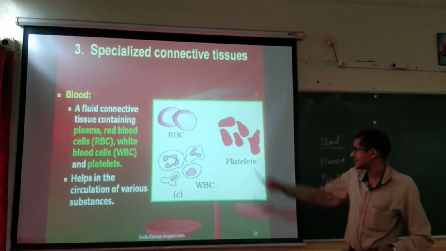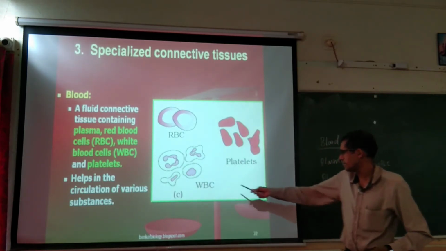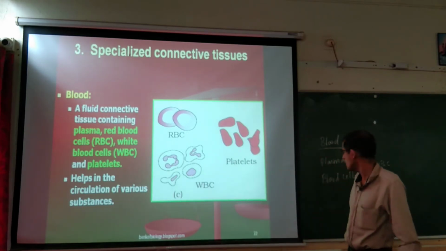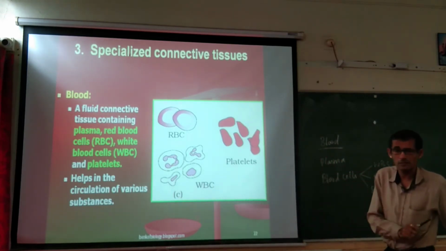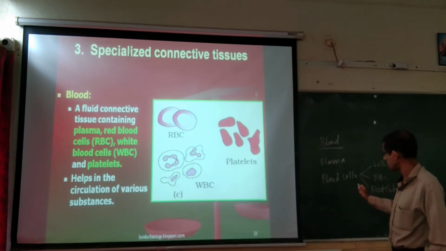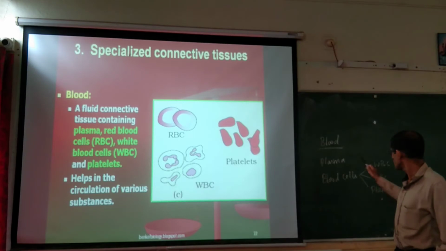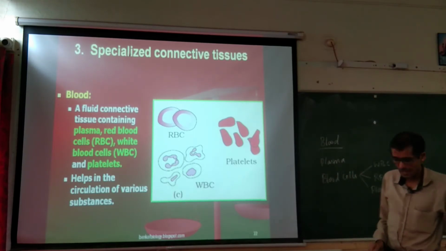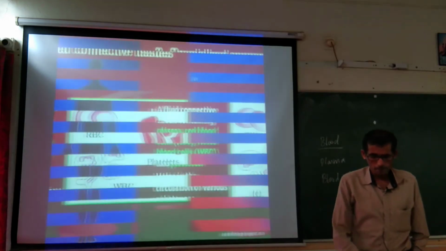So, I said RBC, I said WBC, I said platelet, isn't it? The blood cells are also called blood corpuscles. We can write blood cell, that is enough for you. So, plasma is the liquid content of the blood, plasma is the liquid content of the blood, okay.